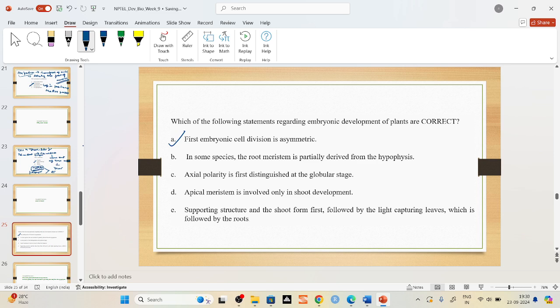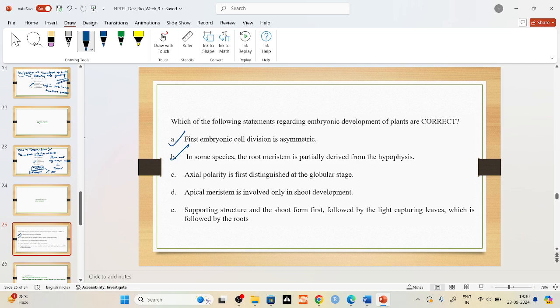Then, in some species, the root meristem is partially derived from the hypophysis. Is this a correct statement? Yes, it is also correct. The hypophysis is the basal cell and it contributes to the formation of root meristem in many plant species.